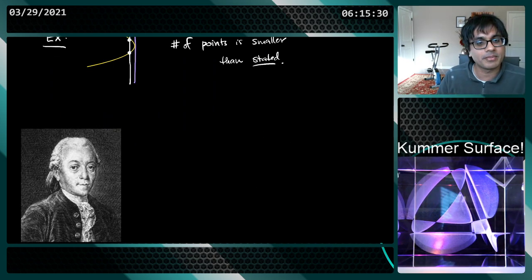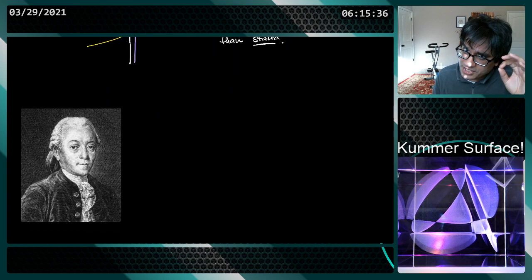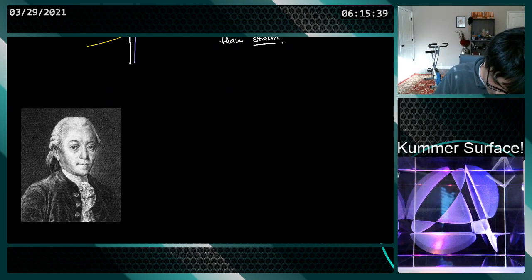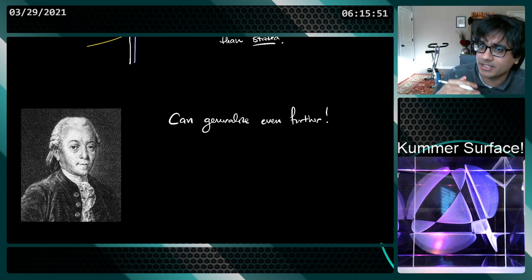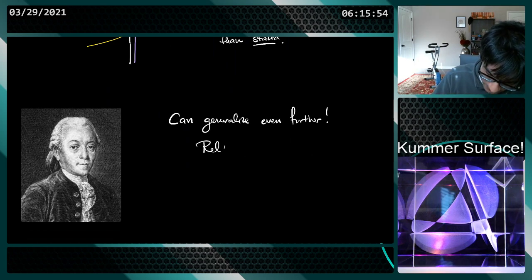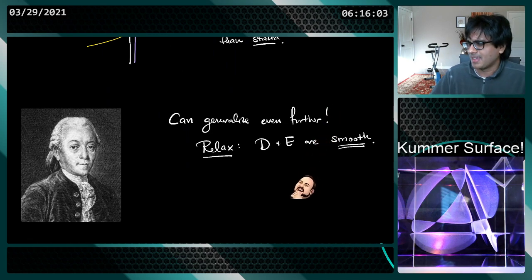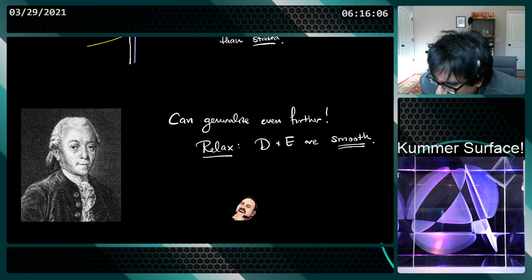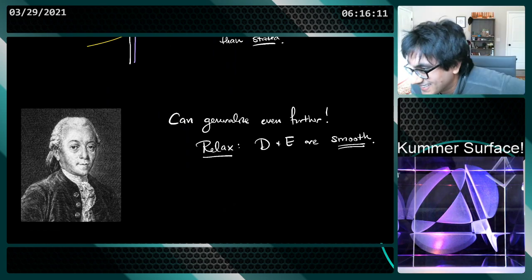Why does Bezout keep popping up? It's because I have it... Anyways, okay, here's Bezout again. So you can generalize even further, by relaxing that the two curves be smooth. That's right, he's intersecting our stream with great multiplicity.